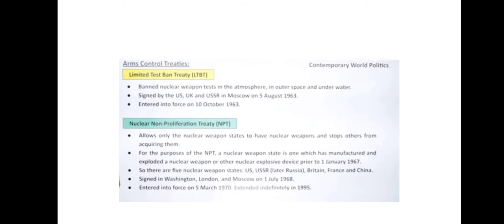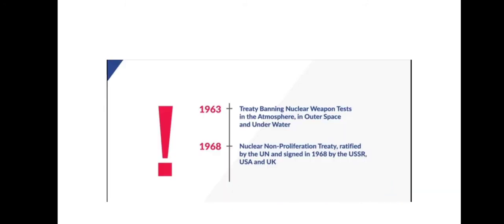They also said that a nuclear weapon state is one which has manufactured and exploded a nuclear weapon or other nuclear explosive device prior to 1st January 1967. So that was mainly the objective of the Non-Proliferation Treaty.